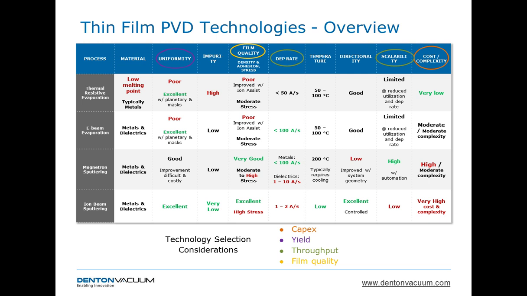And mentioning the film quality, the elephant in the room, if this is the main consideration, such as really high power lasers, we would have to go with more expensive technologies where thermal evaporation and e-beam evaporation, even with ion assist, would not provide a sufficiently high quality material, and we would need to go to something like magnetron sputtering or even ion beam sputtering.